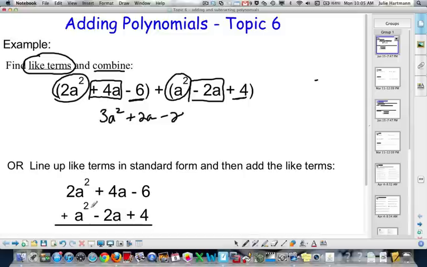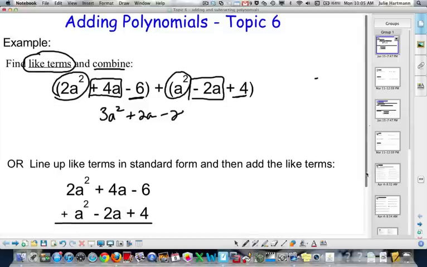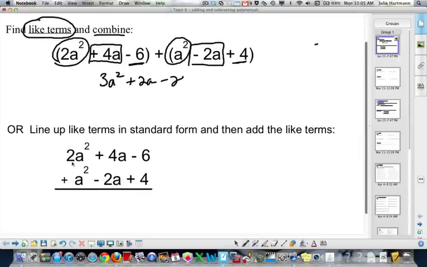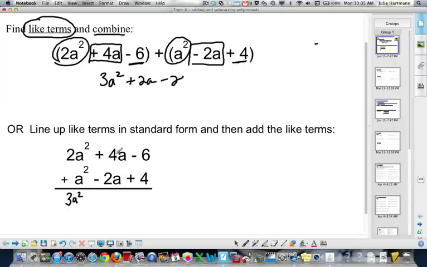Okay, you can line them up. If we line them up in standard form, then add your like terms. 2a squared plus a squared, that's easily seen as 3a squared. 4a plus negative 2a is 2a, and then negative 6 plus 4 is negative 2. Either way you look at it is fine. You do not have to rewrite it, but you can.